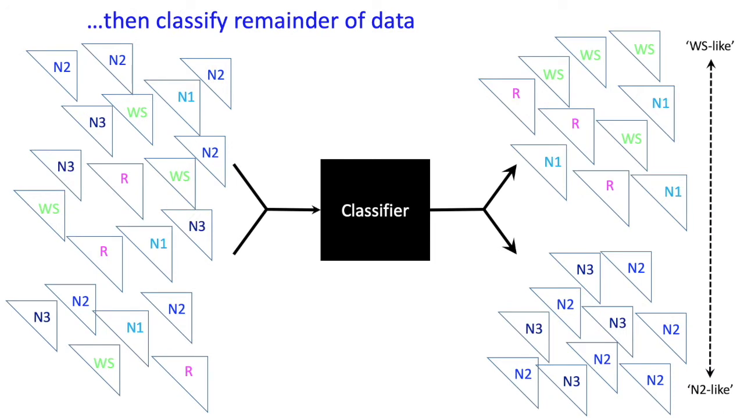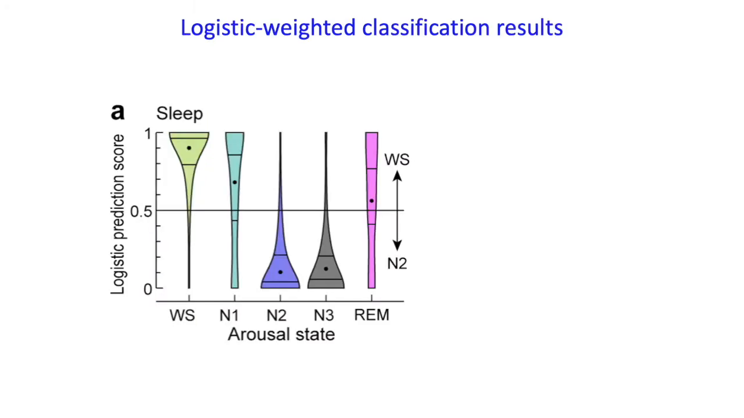We then submitted the rest of the data, including the rest of the wake-sleep and N2 data, to see how the classifier distinguished the various sleep stages. In general, the classifier performance supported our hypothesis. It easily classified the rest of the wake-sleep and N2 data, indicating that we were not overfitting the model, and it classified N3 as being decidedly N2-like, and N1 and REM as being more wake-sleep-like.